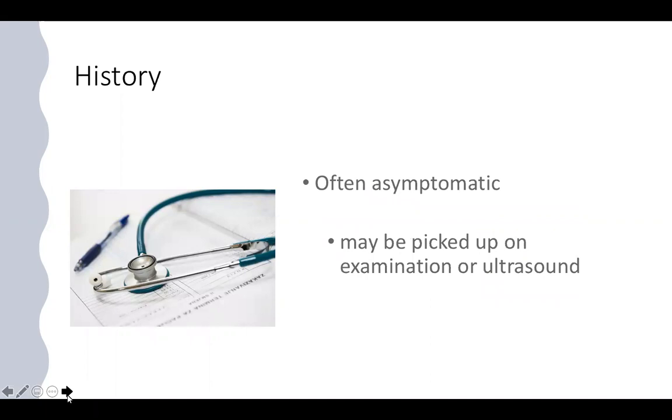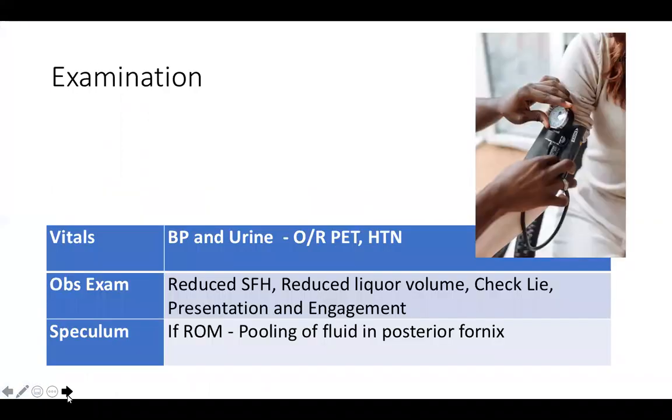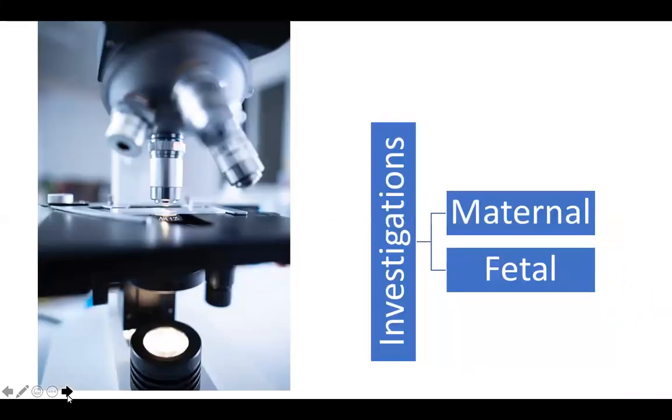The history with oligohydramnios is often asymptomatic. It might just be picked up on routine clinical examination or ultrasound. On exam, we check the vitals and rule out any high blood pressure or preeclampsia by checking the blood pressure and urine. We do an obstetric exam and we'd find reduced symphysiofundal height. There could be reduced liquor volume as well. And we'd also check lie, presentation and engagement of the fetus in case we need to deliver. On speculum exam, if there's rupture of membranes, we'll see pooling of fluid in the posterior fornix of the vagina.